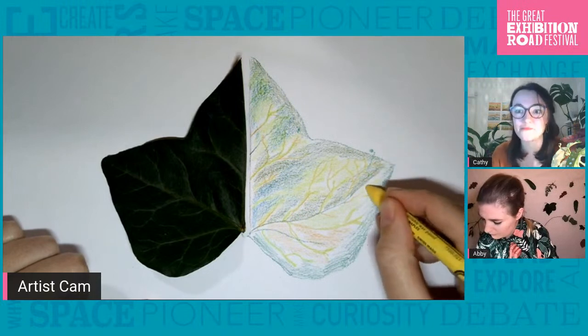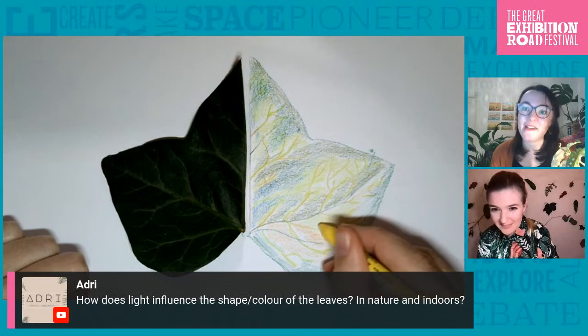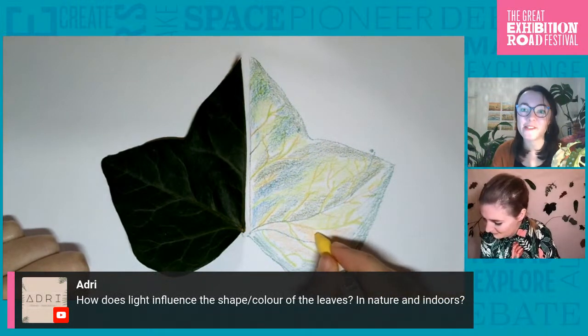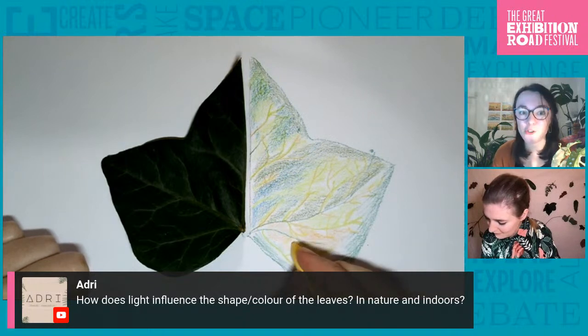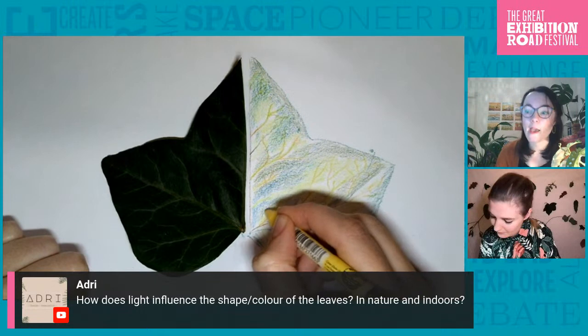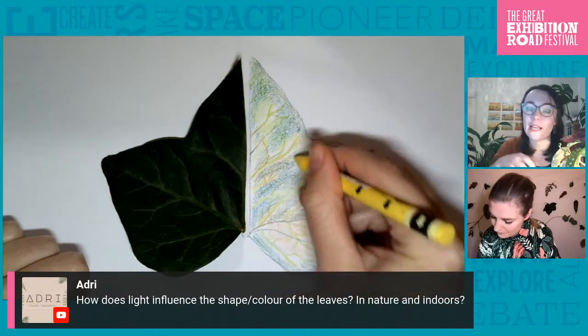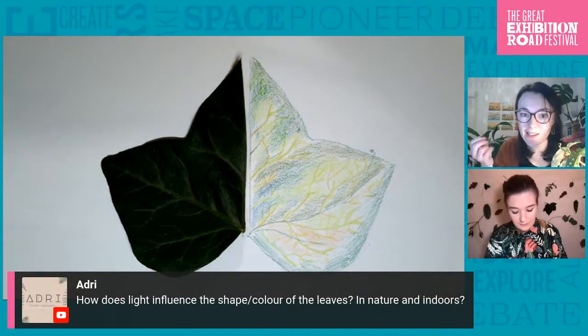That's a great question. There's loads of stuff to say about that. How does light influence the shape and the colour? Well, firstly, if you try growing plants somewhere that is very dark, plants get really long and thin. Sometimes we say they look a bit leggy, so really spindly and not very happy.